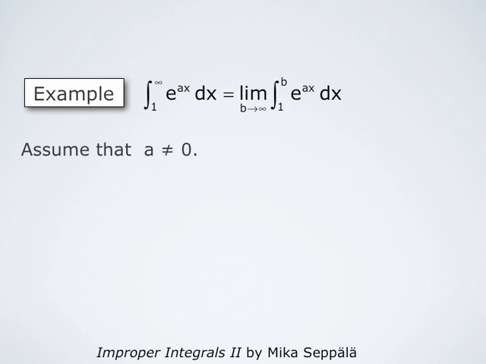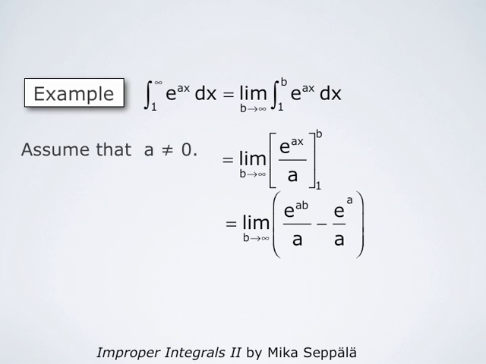Now assume that a is not 0. If this is the case, then we may find an antiderivative of e to the ax easily. It is e to the ax divided by a. We substitute from 1 to b, and we let b go to infinity. When we perform the substitution, we get e to the ab divided by a minus e to the a divided by a. And here b is the variable that approaches infinity.